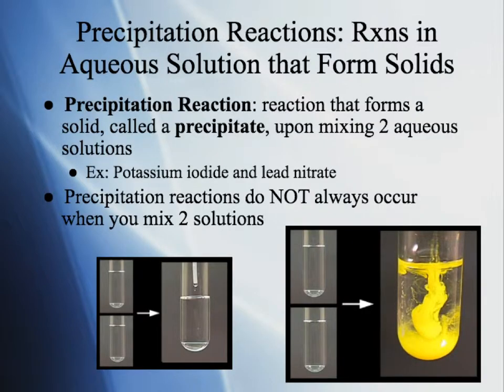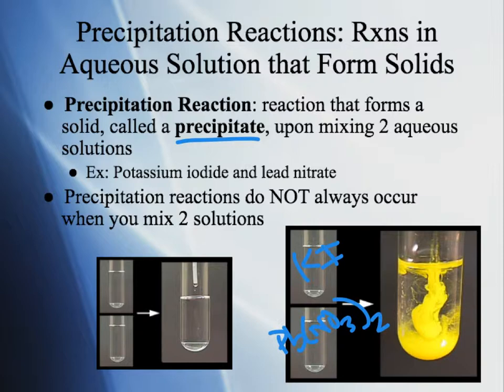All right, so let's dig into the types of chemical reactions. And in this lecture, we're going to focus on classifying these chemical reactions via chemical phenomena that we see. So the first one we're going to talk about is the precipitation reaction. Precipitation reactions are reactions that form a solid, and the solid we call a precipitate, when we mix two aqueous solutions. So over here on the right-hand side, we have a solution of potassium iodide and lead nitrate.